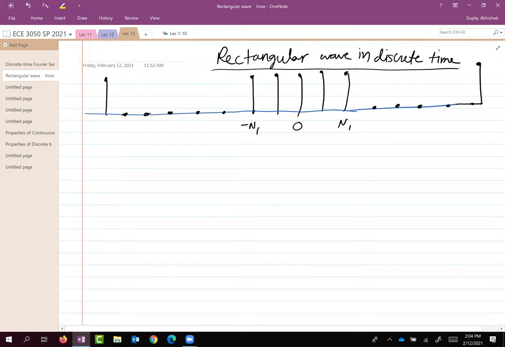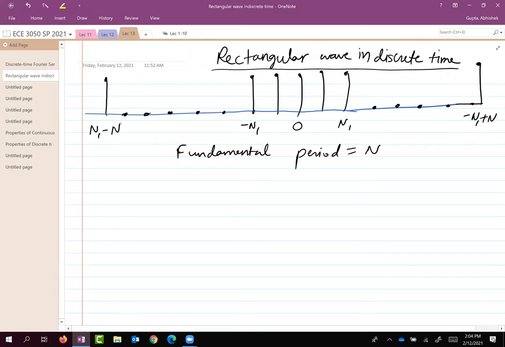Okay, so I have a periodic signal. The fundamental period is capital N. And it's equal to 1 from minus N1 to plus N1, and then it becomes 0 afterwards, and then it becomes 1 again after minus N1 plus capital N, and so on. This thing just continues. Okay, so this is a periodic wave, and therefore, because it's periodic, it will have a Fourier series expansion. And the goal is to compute a_k.